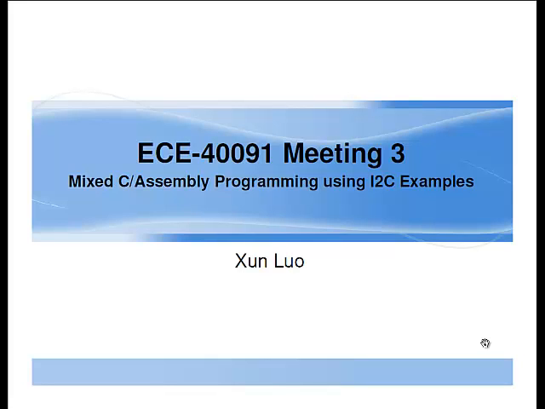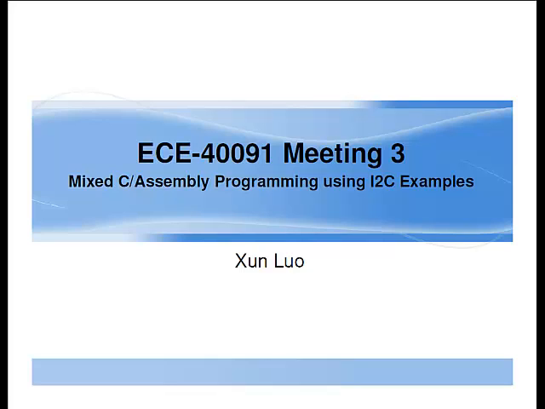Okay, for today's class, we're going to talk about how to use mixed C and assembly programming, and we will give a simple example. Let's say you are going to use assembly to implement the I2C library. How do you do this, and how do you interface this with the C language so that they could use it?